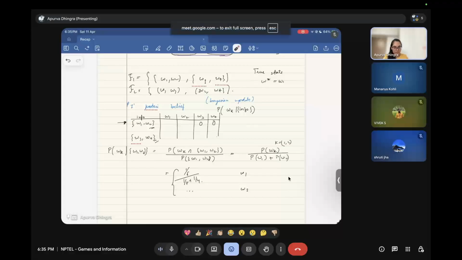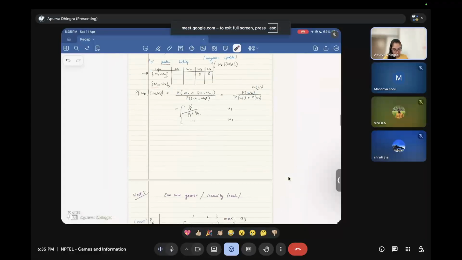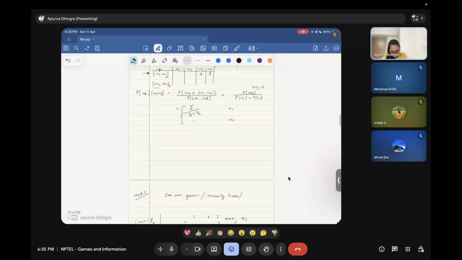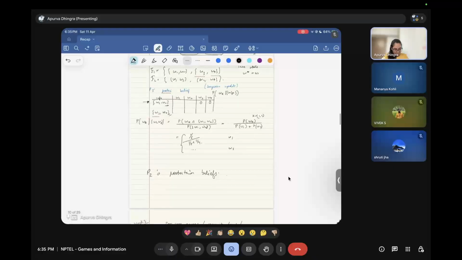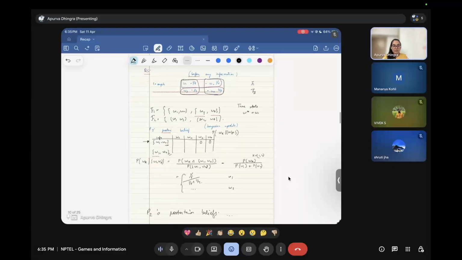Okay, so that's about this. Similarly, you can do it for player 2 also, so that gives us player 2's posterior beliefs. Any questions till this point? Okay, I think I'm good. Okay, no problem.